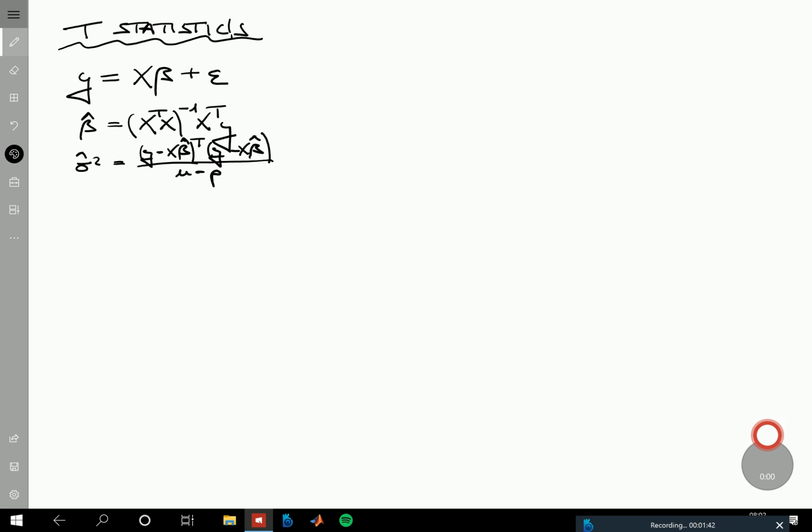And today is basically to use these estimates and the distribution of the errors to arrive at the notion of t-statistics. Yeah, so that's where we start. So questions about last time?